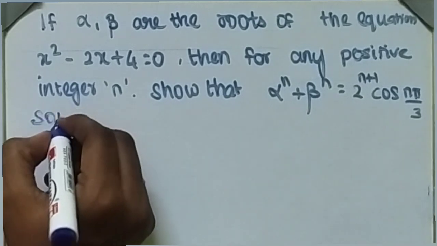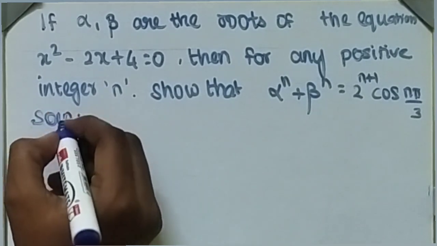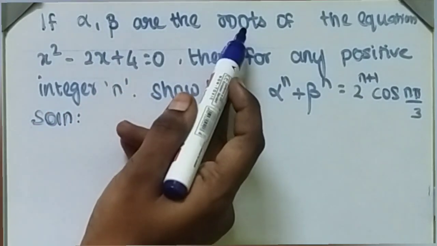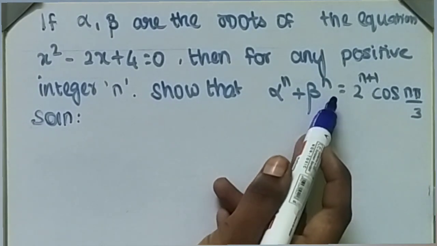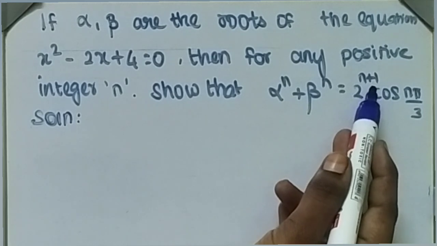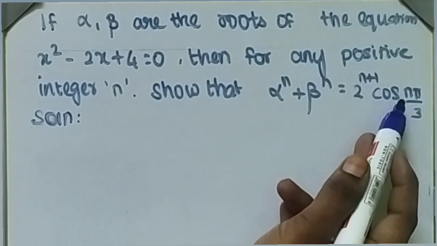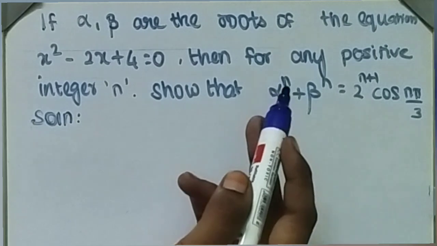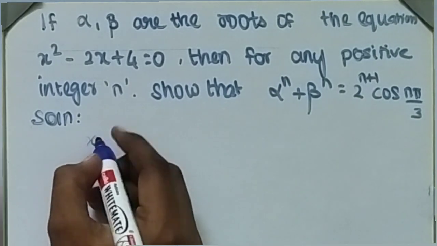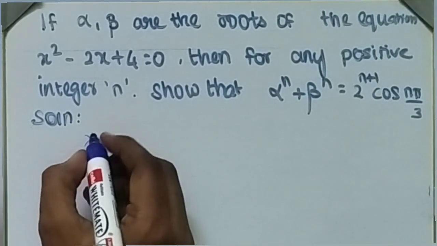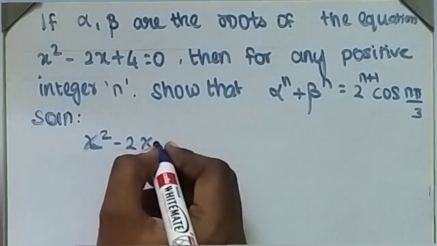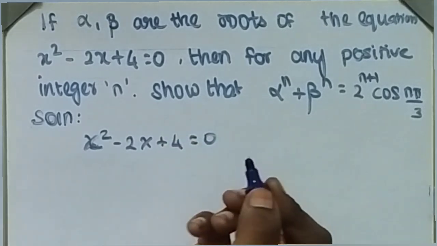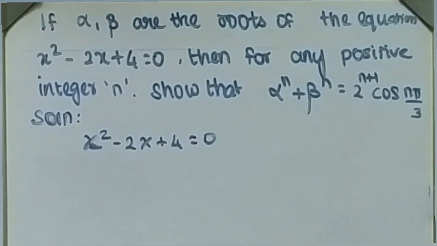Solution. What they said is alpha and beta are the roots, and we have to prove alpha power n plus beta power n equals 2 power n plus 1 multiplied by cos n pi by 3. Okay, so we are provided with the equation, right? What is the equation? That is x squared minus 2x plus 4 equals 0. So if we solve this, we find the values of alpha and beta, right?